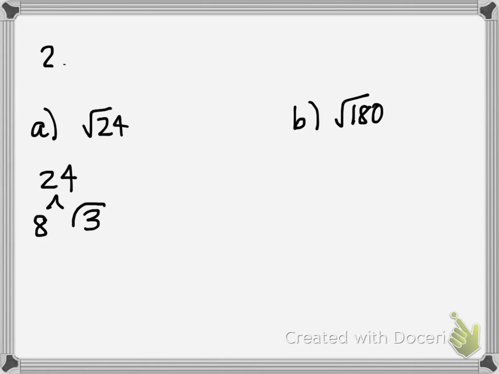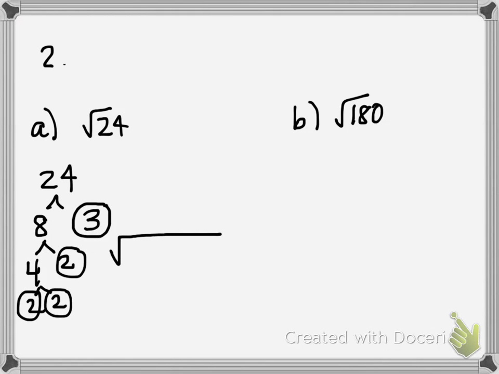So every time we have a prime number we circle, 3 is prime, 8 would split as 4 times 2, 2 is prime, and 4 splits as 2 and 2. So everything I have circled are the prime factors, so I'm going to extend the root symbol, and I'm going to group my pairs first. So 24 is the same as 2 times 2 times 2 times 3.